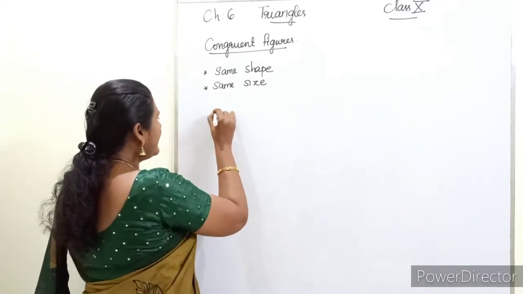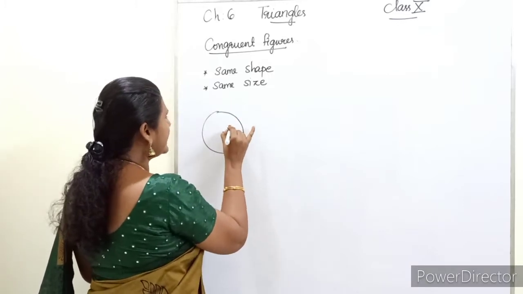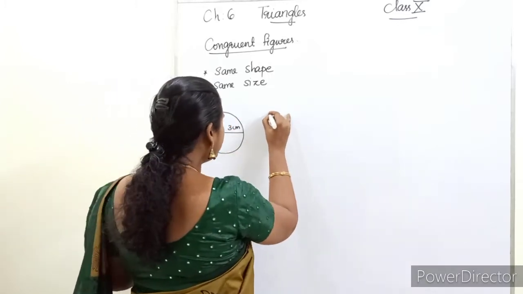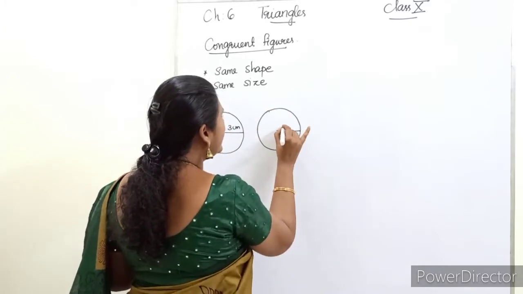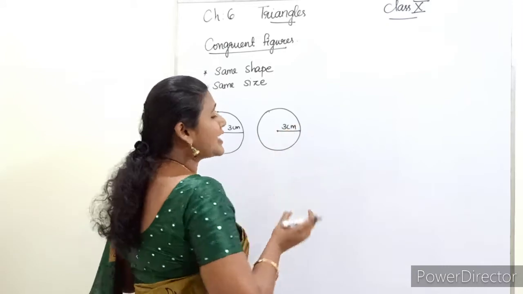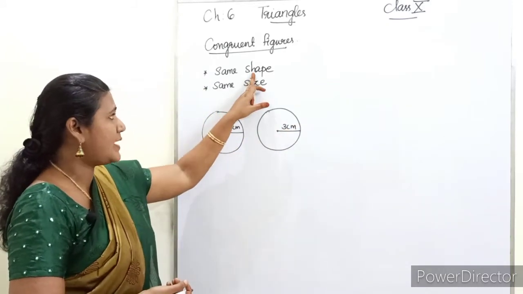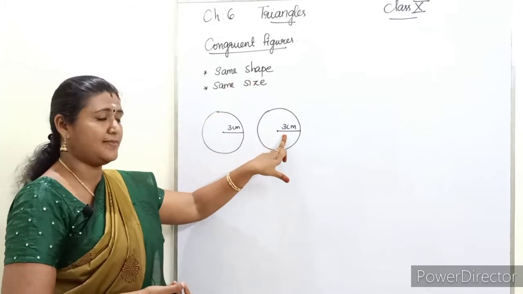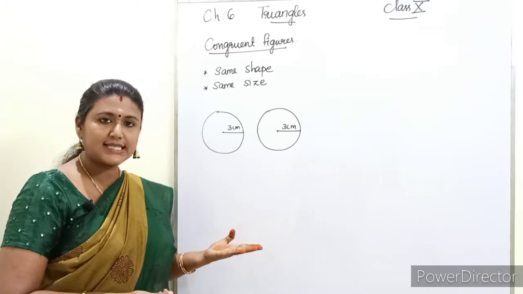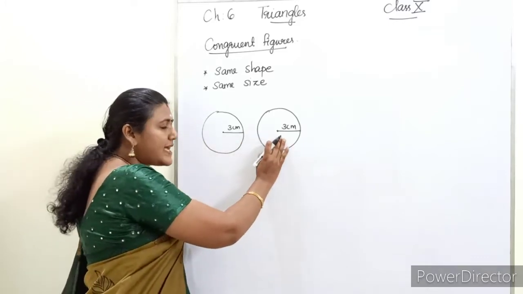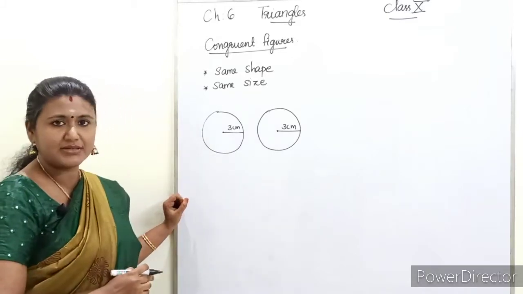For example, if we consider a circle of radius 3 centimeter and another circle of radius 3 centimeter, these two circles we can call as congruent. Why? Because they are having same shape and the size is also same. Size means the radius. Here for a circle the size is the radius. So radius is same here. So we can call these two figures congruent figures.